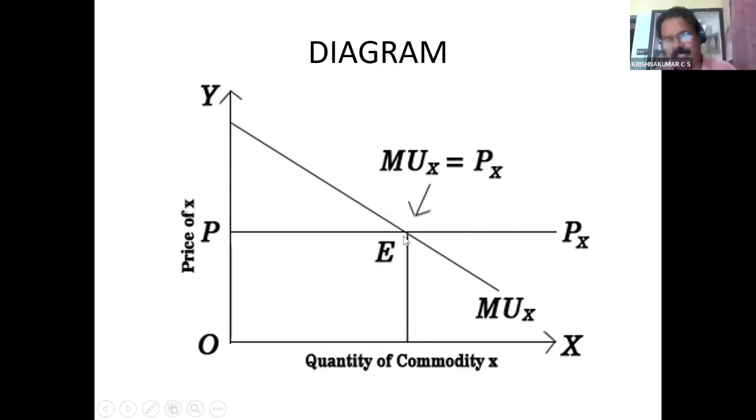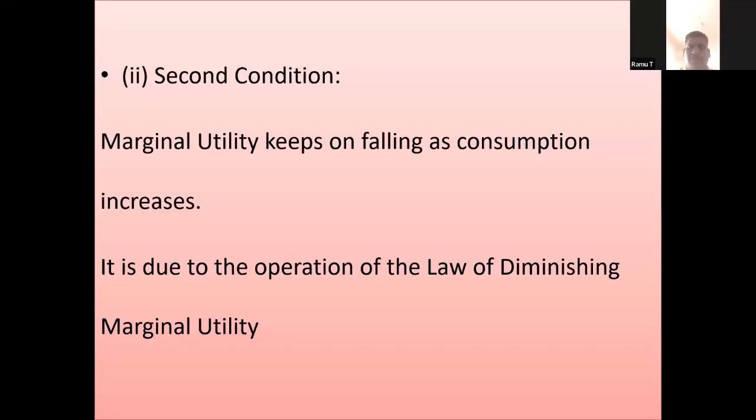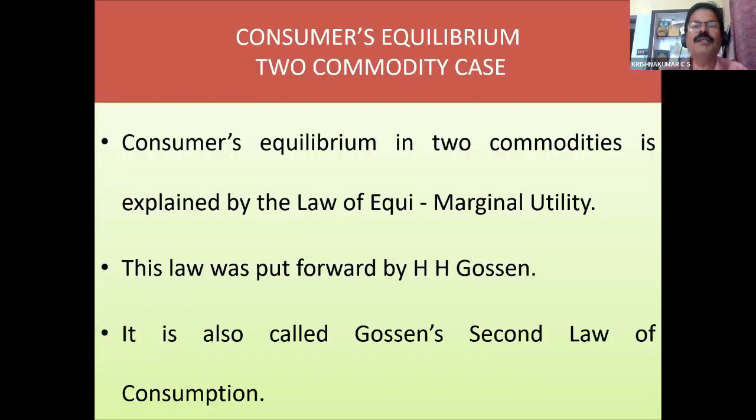Now, what is the second condition? The second condition is very simple. Marginal utility must be falling as we consume more and more units of a commodity, as per the law of diminishing marginal utility. So the law of diminishing marginal utility should be in operation. Marginal utility keeps on falling as consumption increases due to the operation of this law. These two conditions children have to explain for the single commodity case. They should also explain what will happen if MUX is greater than PX and also if MUX is less than PX. So this is the one commodity case.